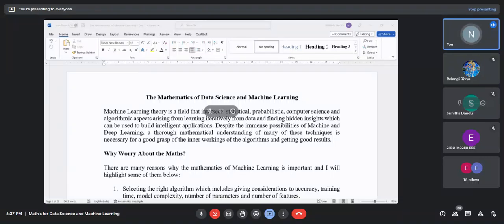So, in our previous session, we have already implemented various libraries which are used for data science and machine learning. And in this segment, we are going to understand the maths behind data science and machine learning. So, we have already discussed data science. Data science means exploration of the data.